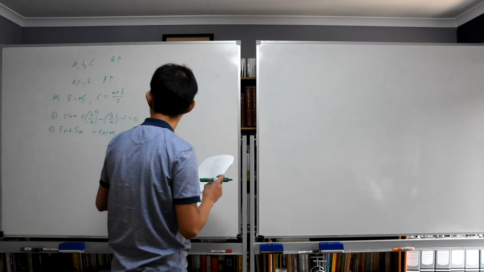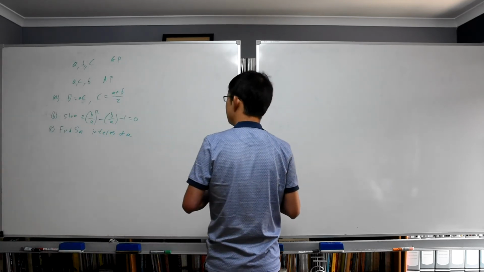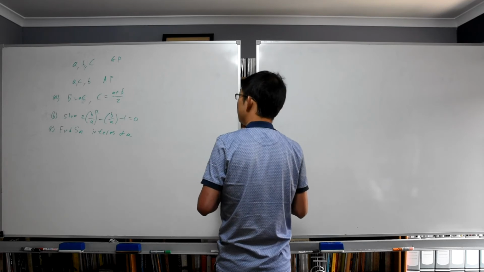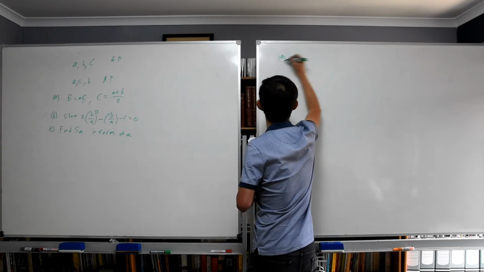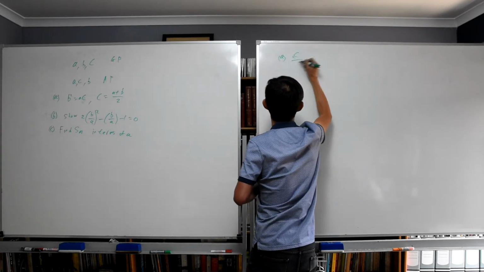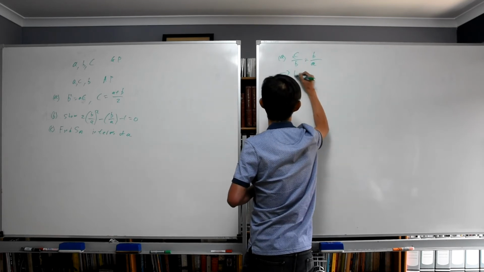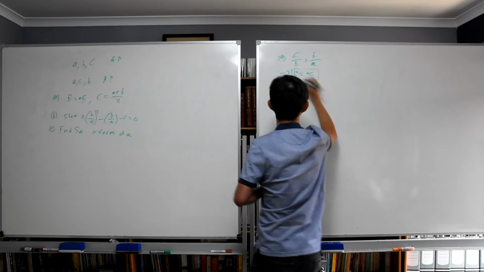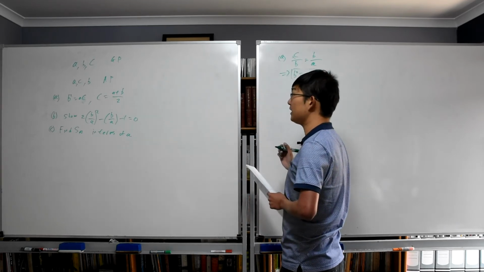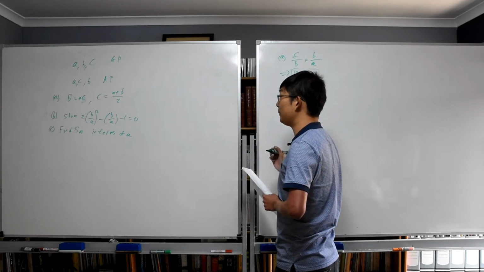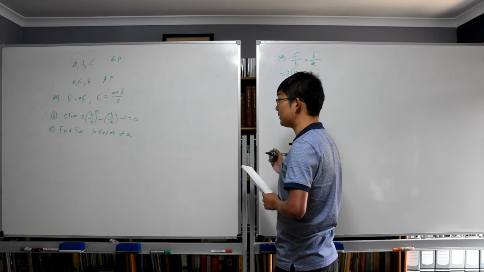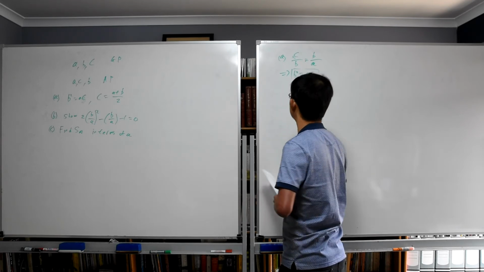Well, because we know that a, b, c are in geometric progression, there must be some sort of a common ratio happening. Because we know that a, c, b are in arithmetic progression, there must be some sort of a common difference happening.